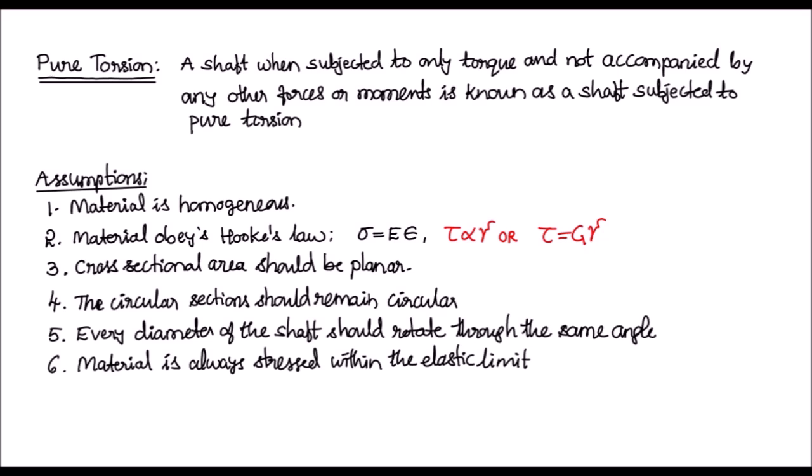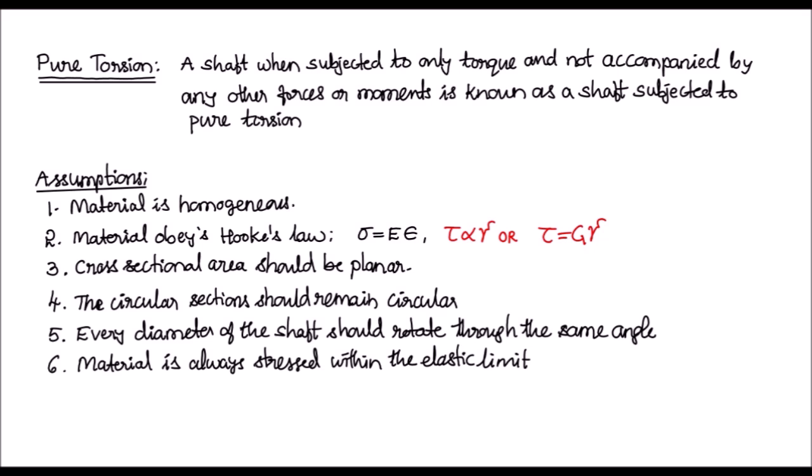In case of shafts, shear stress is developed. So shear stress will be proportional to shear strain gamma, and the proportionality constant here is called G. So tau is equal to G into gamma, where G is called the modulus of rigidity of the material. Cross-sectional area should be plane. The cross-section of the shaft should be a planar section. A circular section should be circular before and after loading.